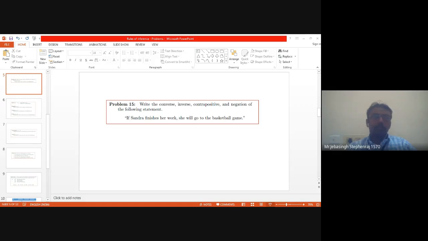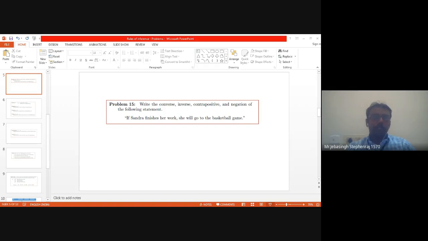So the inverse is simply you negate both the propositions given in the conditional statement. So if P then Q, you negate both the statements. So if you negate both the statements, it becomes: if negation P, then negation Q. So that becomes the inverse of the given conditional statement.